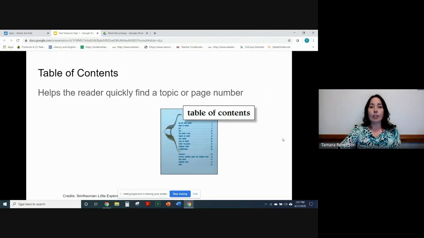The next text feature is Table of Contents. Now, the table of contents is found at the beginning of the book. The table of contents gives you a list of all of the chapters in the book. It tells you the name of the chapter and the page that that chapter starts on. So if you are looking for something specific, you can go to the table of contents. You can find that heading, that title of the chapter, and it'll tell you which page that chapter begins on.